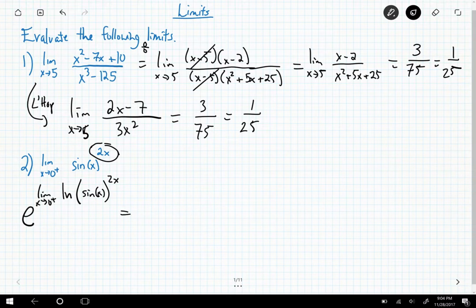Now, what does the natural log do for us, though? Well, that allows us to bring the power down. So we get e to the limit as x approaches 0 from the right of 2x times natural log of sine x.